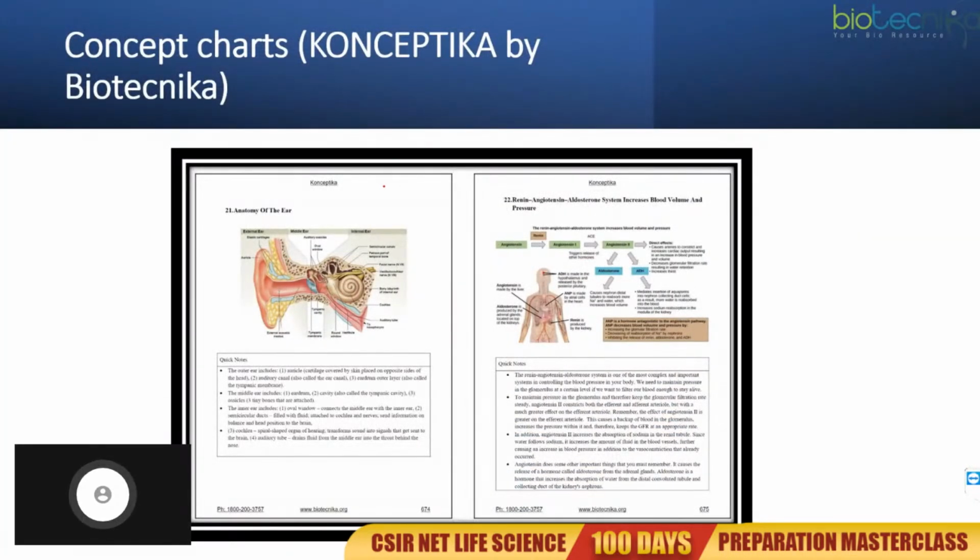Another example that you can see over here is from unit 7. So it is based on the same concept charts known as Conceptica. So here, some of the important topics, like you see, they ask questions about the ear. So the different parts of the ear and all about it, the quick notes which you can easily study and remember, so that in the exam you can easily recall. So use these concept charts when you are preparing, when you are revising.